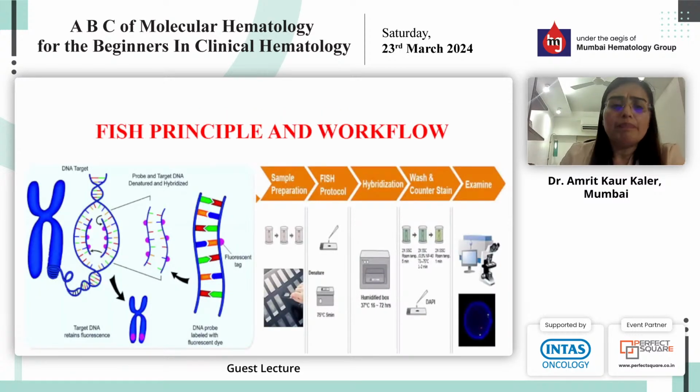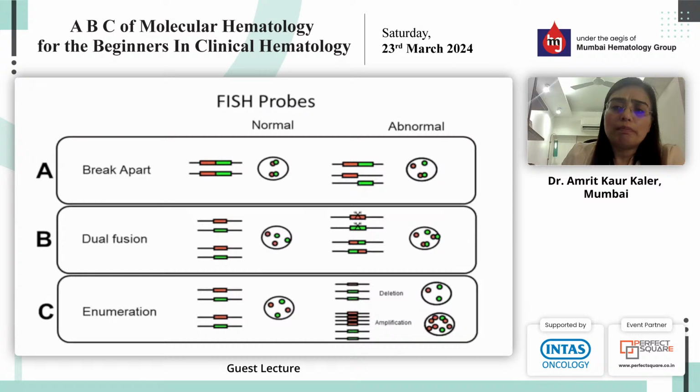Next is the FISH principle. In FISH, again, we prepare the sample. You definitely don't need a dividing cell, but you can use cultured cells also. But then you use a FISH protocol in which you denature, you hybridize it, then you put DAPI on it as a counterstain, and then you see it under a fluorescence microscope. So the type of probes is very, very important. What are you dealing with? So this is a break apart probe. You see the cells which were fused are now broken apart. It means that the name is derived from the vision, the type of picture that you see on the slide, on the microscope.